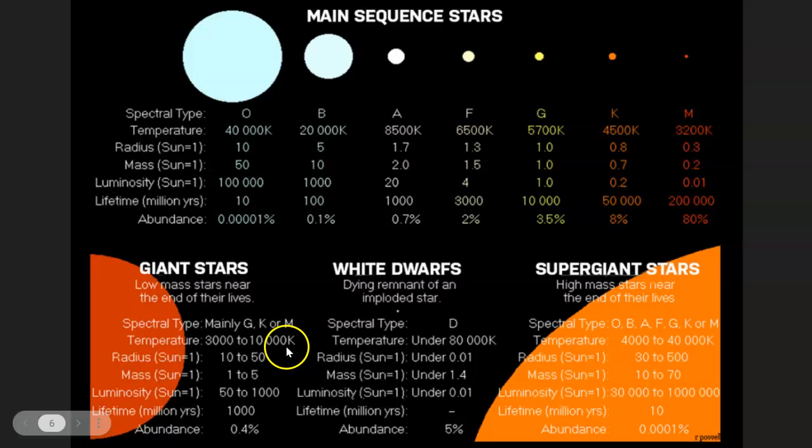They're large. They're generally pretty hot, but they're big, 10 to 50 times the radius of our sun. Over here you have the supergiants, which are 30 to 500 times the radius of our sun, and much, much more massive, 10 to 70 times more massive. These are the ones that will have deaths that are a little bit more impressive, you could say.